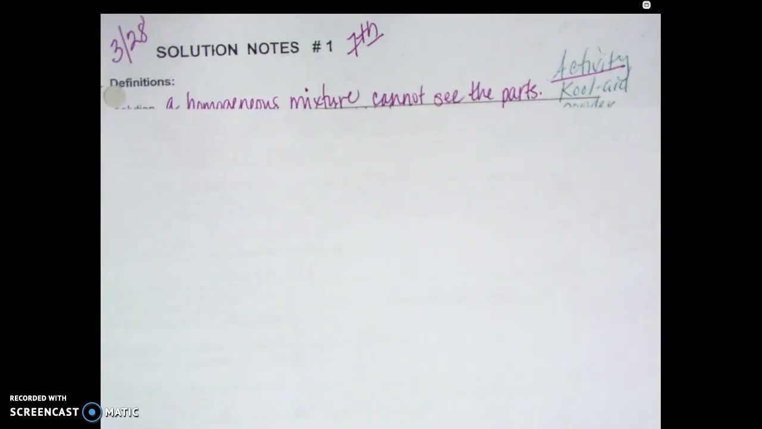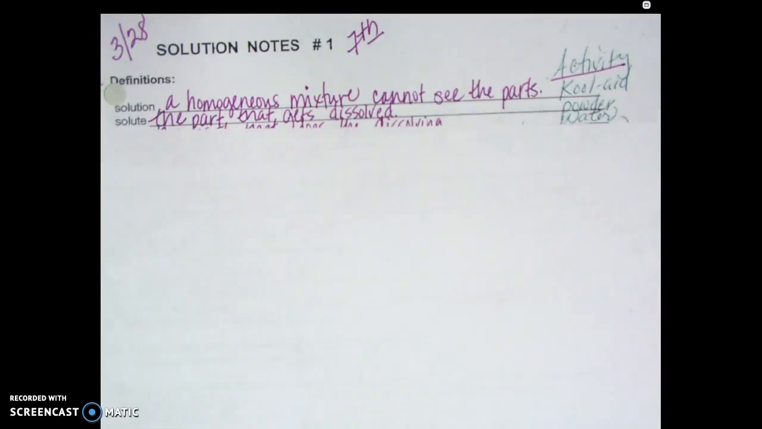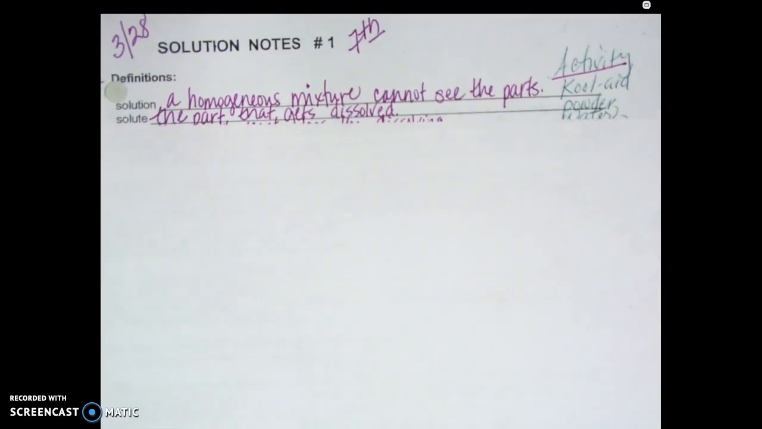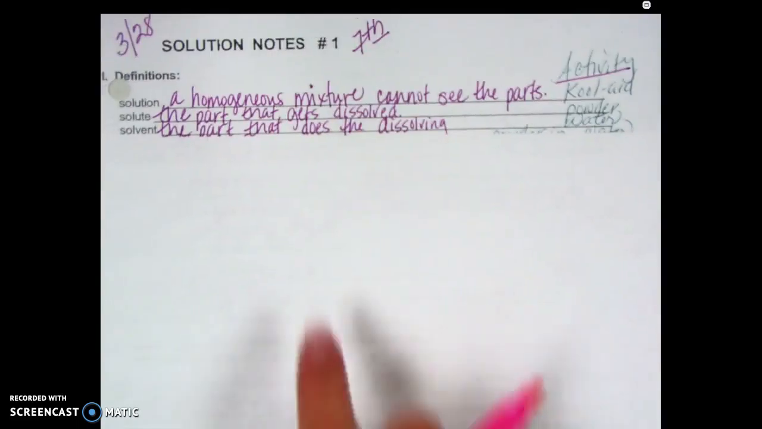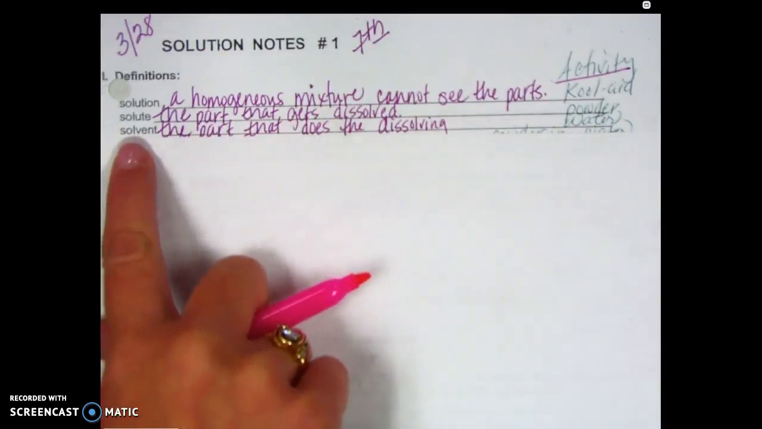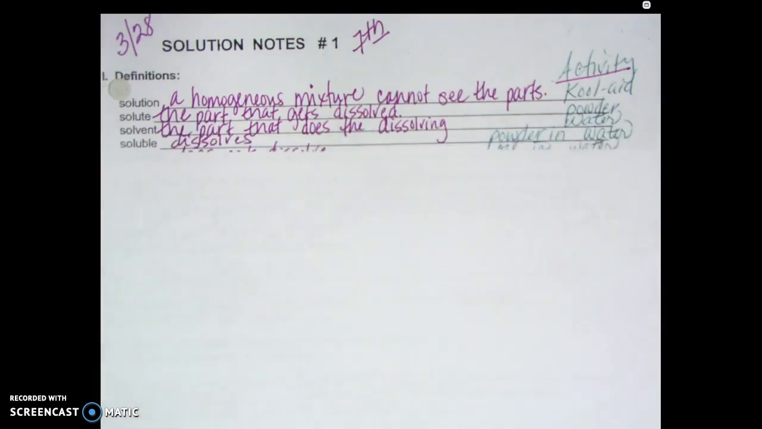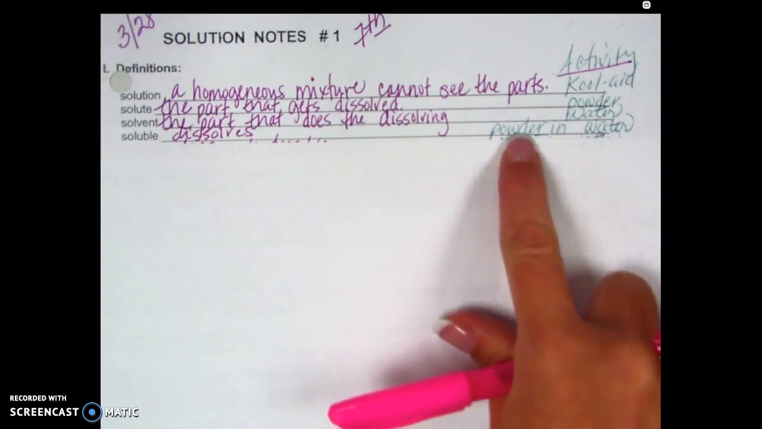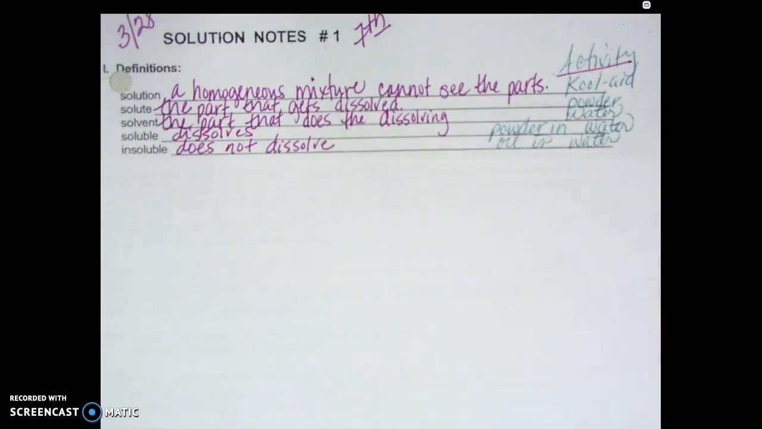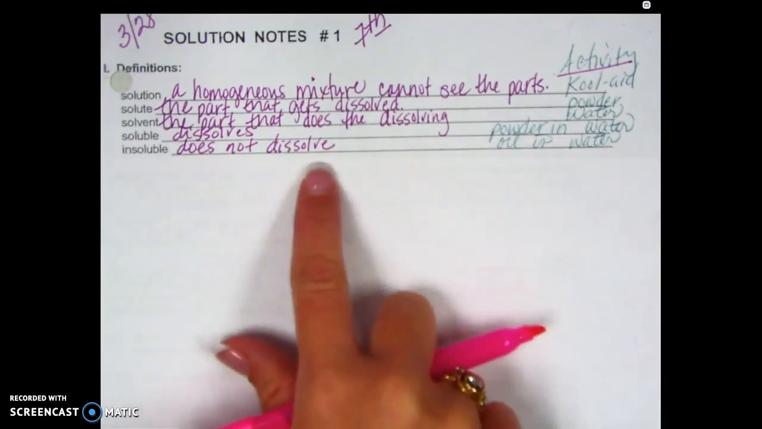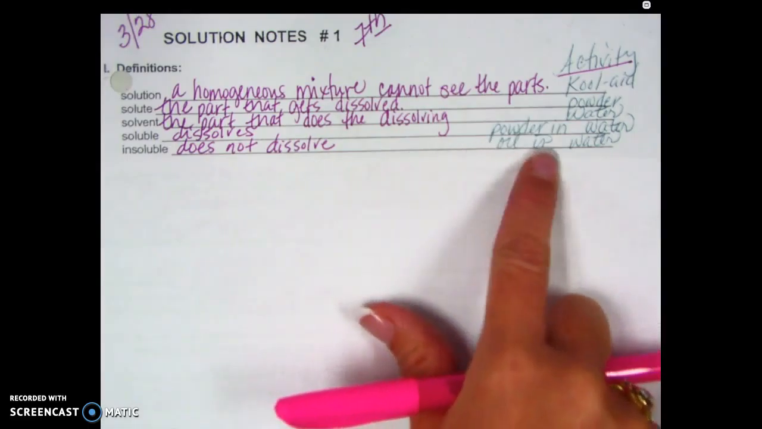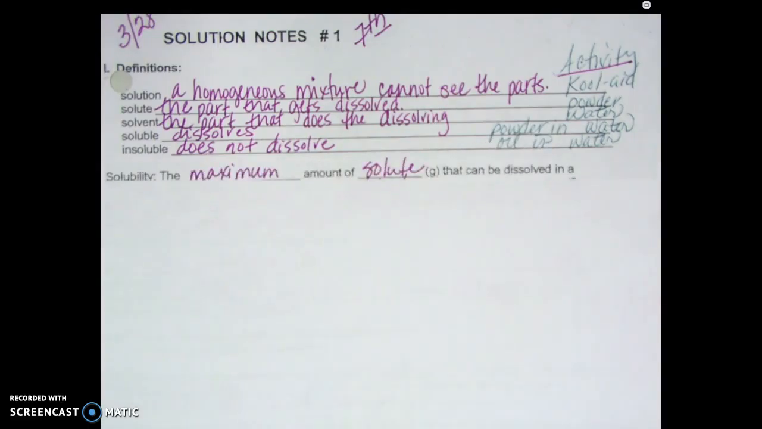That was our Kool-Aid. We added water and Kool-Aid powder. The solute, that's the part that gets dissolved. This was our Kool-Aid powder. And it was dissolved in water, in the solvent. The solvent is the part that does the dissolving. Soluble means it dissolves. That was the powder in the water. Insoluble means it does not dissolve. That was the oil and water we added on top.